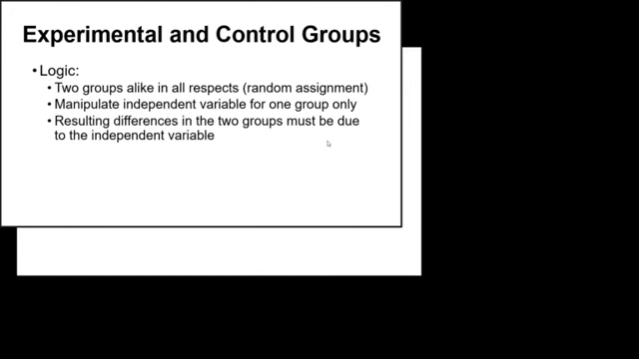For our logic here, we're saying that if everything else is held constant between these two groups, if we can control all the background stuff and manipulate the independent variable so that this group has a different level of the independent variable than this group, drug versus no drug, then any difference that we observe between those two groups should be due to that manipulation.